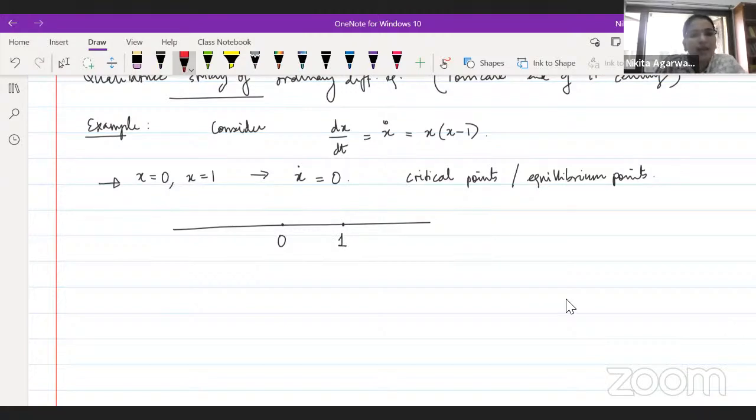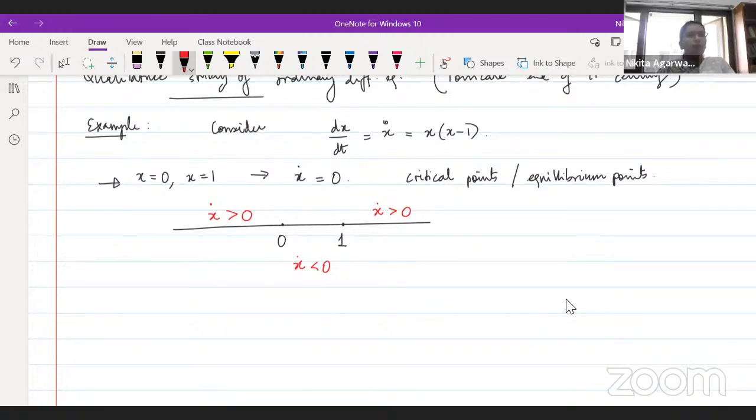So when x is negative, what is the sign of the derivative? When x is negative, this is negative, and this is negative, so the sign is positive, right? When x is between 0 and 1, then this is positive, but this is negative, so the sign is negative. Again, when x is bigger than 1, the sign is positive, right?